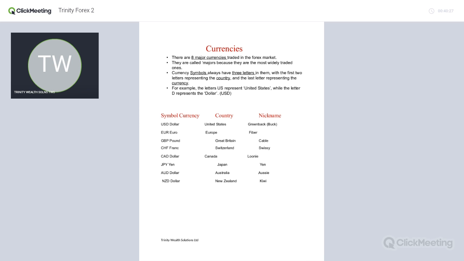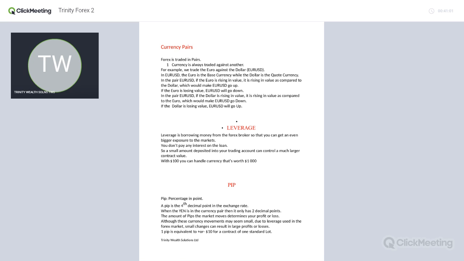Okay. Then we have the GBP pound for Great Britain, nicknamed Cable. CHF francs for Switzerland, nicknamed Swissie. Canadian dollar, CAD, Canada, loonie. Japanese yen for Japan, they call it yen in short. Then AUD, the Australian dollar for Australia, they call it Aussie. Then the New Zealand dollar, which is for New Zealand, they call it Kiwi. Well, we don't have to spend much on that. That is very straightforward. So we move on to the next.